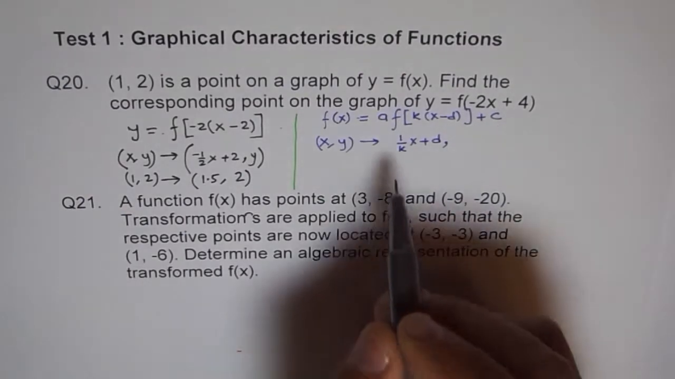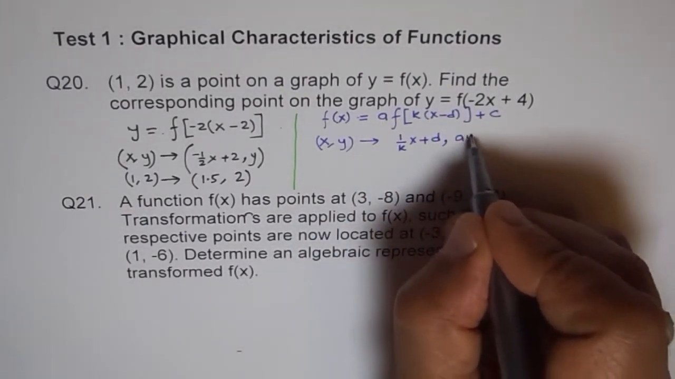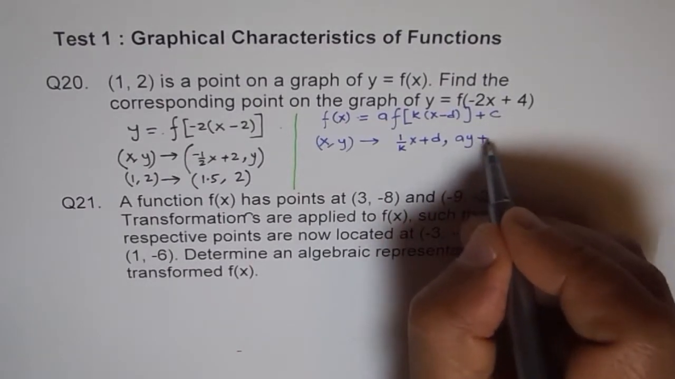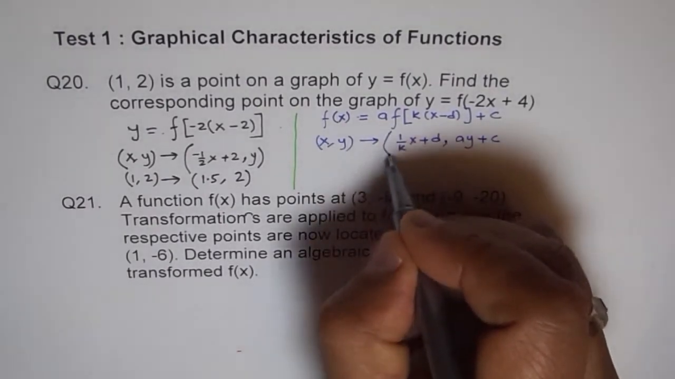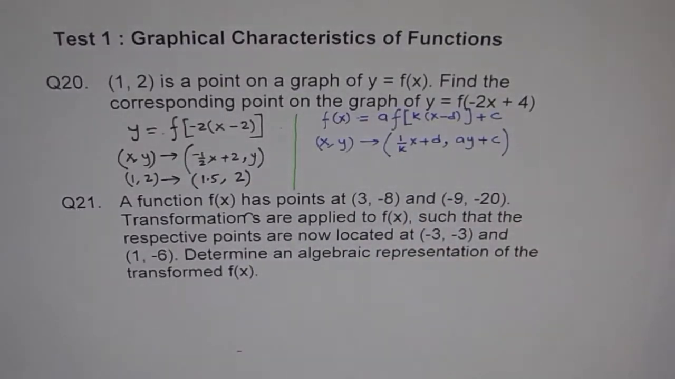And y points get multiplied by a, so I get a times y plus c. So this is my y point. Do you see that? So that is the equation of transformation of points from original to image. Now, we'll consider this equation to solve this problem.